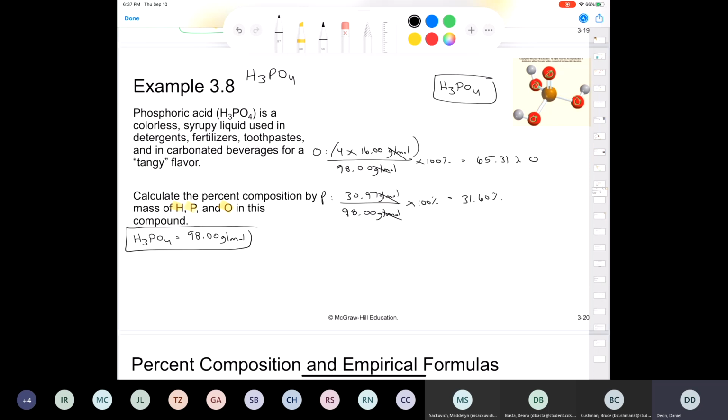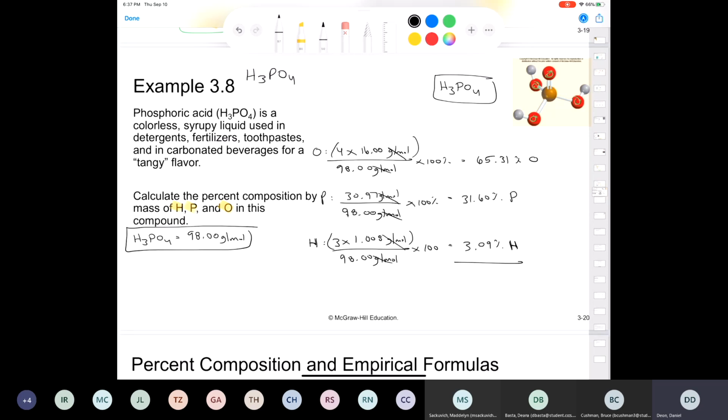And then for hydrogen, there are 3 hydrogen atoms. And so 3 times 1.008 grams per mole, and then we divide that by 98.00 grams per mole. And we multiply by 100. And we end up with 3.09% hydrogen.